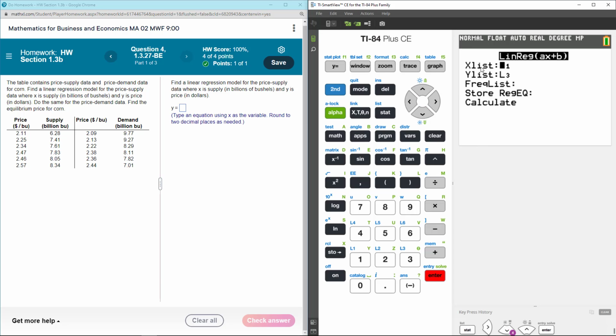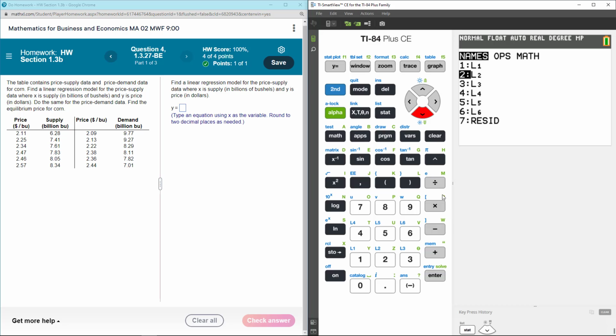Now remember the X values for supply regression are in L1, but the Y values are in L2. So we need to go down to the Y value. We need to hit second list, and we need to select L2. Hit enter. So we have the correct values. We can go over here and we can calculate our regression.